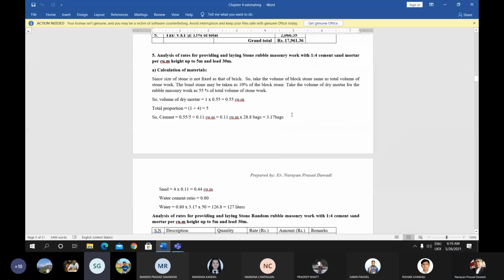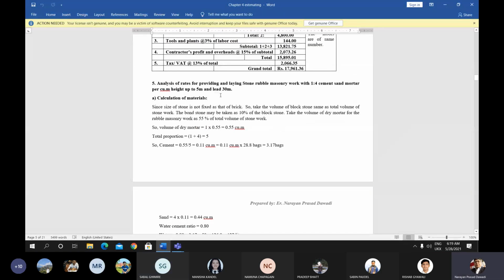Now analysis of rates for providing and laying stone rubble masonry. Rubble stone masonry means the boulder stone that is taken from the quarry or the river bed for the laying, for the construction of the wall. This is random rubble masonry or stone rubble masonry, same thing.